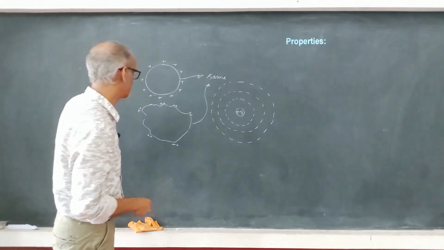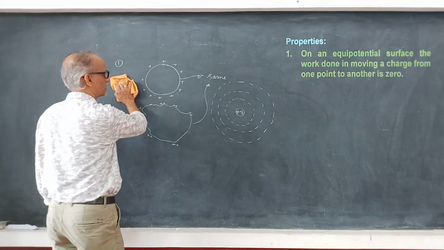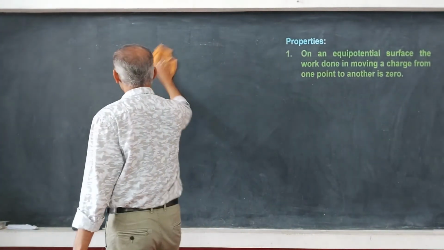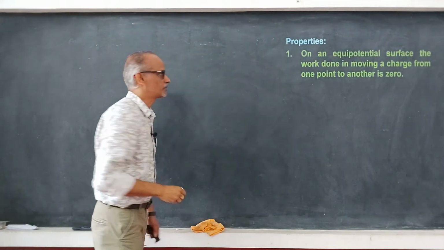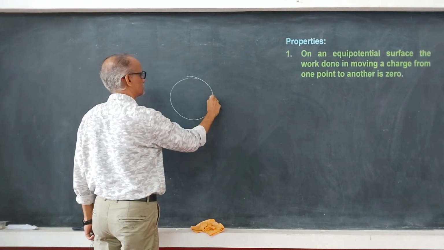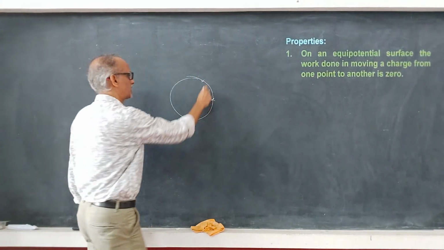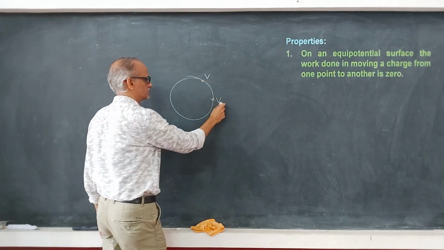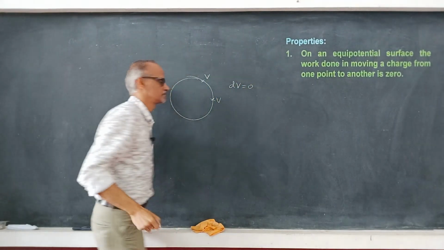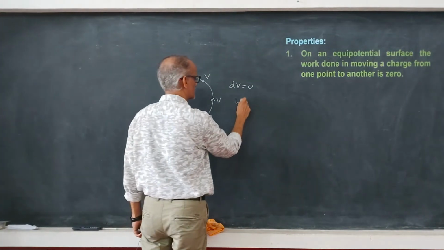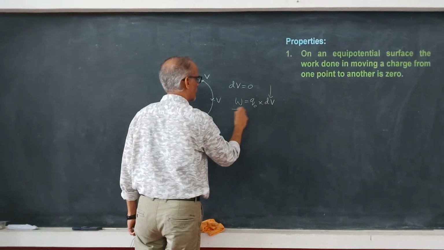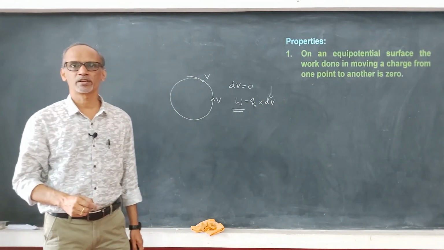So, what are the properties of these equipotential surfaces? There are three properties. The first property: on equipotential surface, the work done in moving a charge from one point to another point is 0. Suppose if this is the equipotential surface, since the potential here and here is same, what is the potential difference? Potential difference is 0. So, work done is always the charge moved into the potential difference. Since the potential difference is 0, the work done in moving any charge on an equipotential surface is always 0.